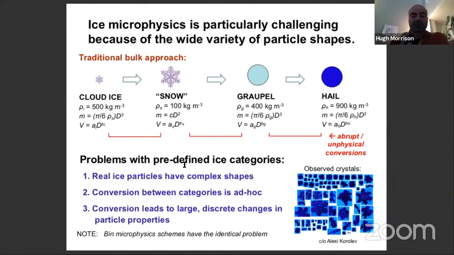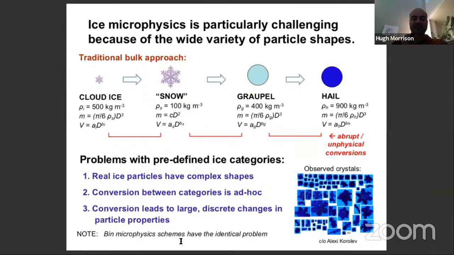So there are a few conceptual problems with this. Real ice particles have complex shapes, so shoehorning these into a few categories with fixed properties is obviously a huge simplification of nature. Conversion between categories is often ad hoc or not physically well constrained. And then conversion leads to large discrete changes in particle properties. For example, moving from snow to graupel can result in a large increase in density, as you see here, from something typically, say, 100 kilograms per meter cubed up to 400 kilograms per meter cubed.